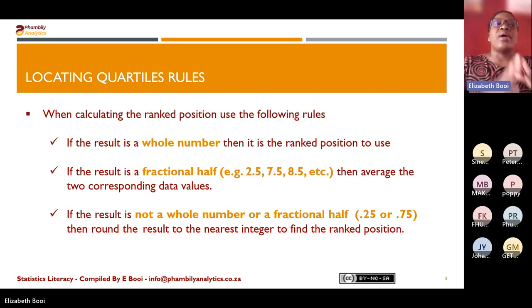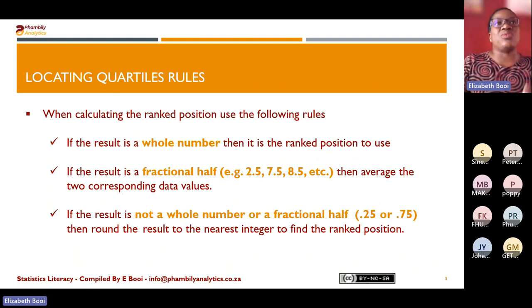So when we go and locate the data from the ranked data set, if the result of your quartile position is a whole number, like 1, 2, 5, 15, 20, 25, those are whole numbers, you're going to count up to that number, and that is where you're going to find that quartile, whether it's quartile 1, quartile 2, or quartile 3. If it is a fractional half, which means the answer ends up with a 0.5, which can be 2.5, 3.5, 7.5, 20.5, 30.5.